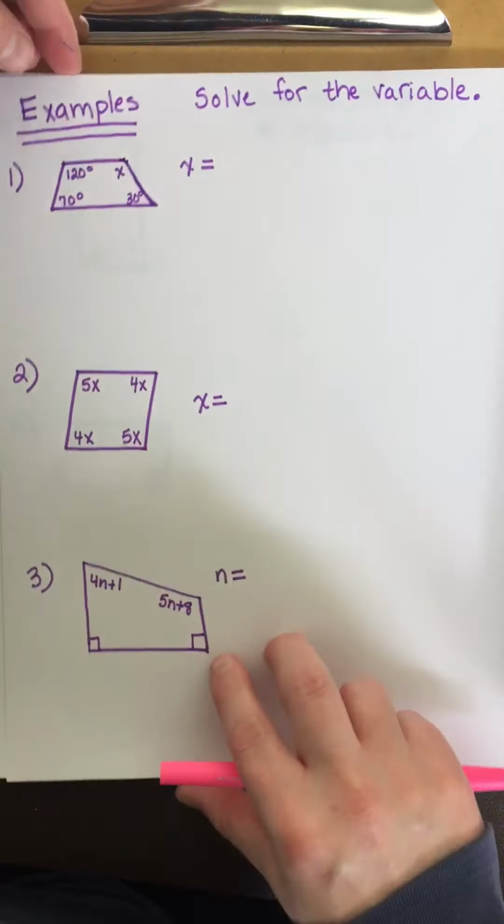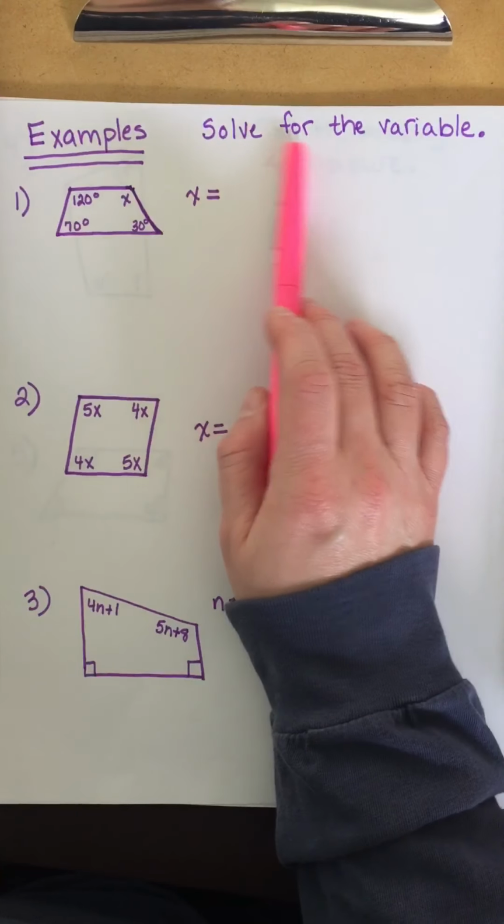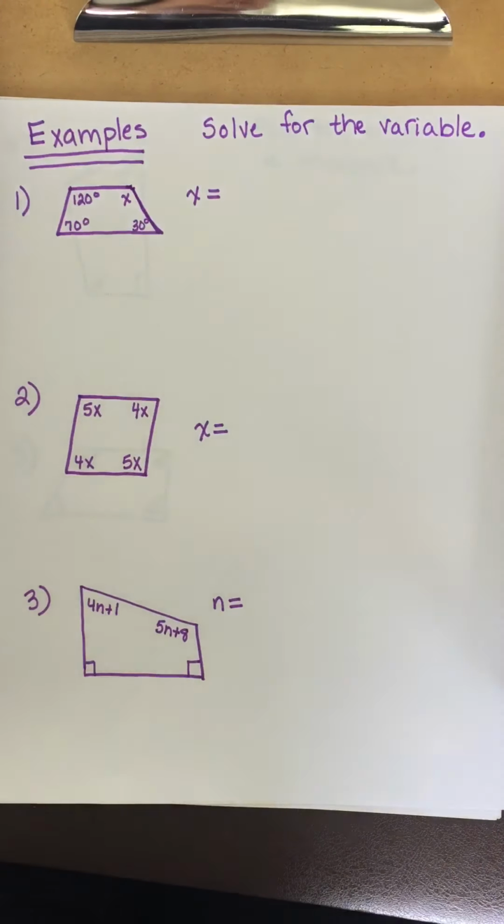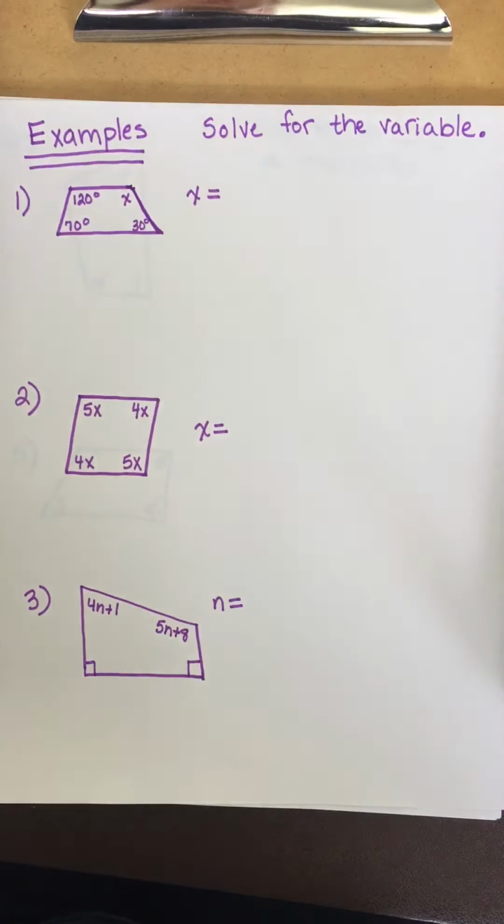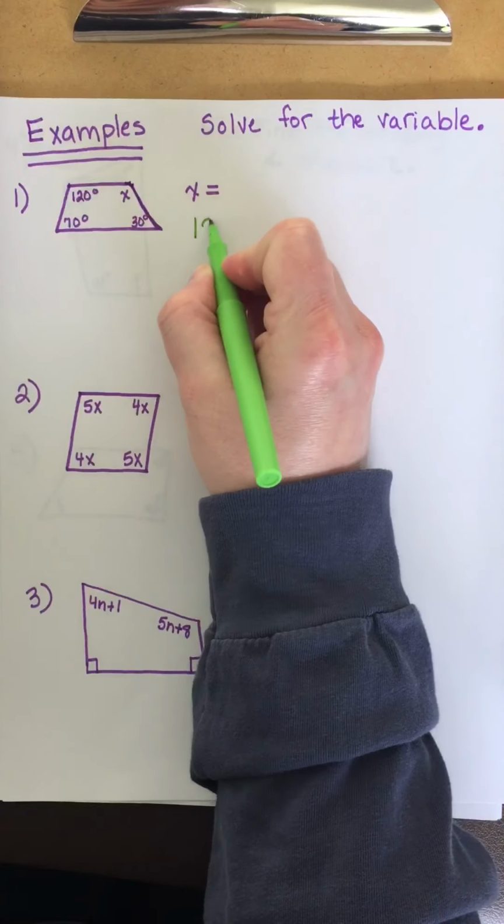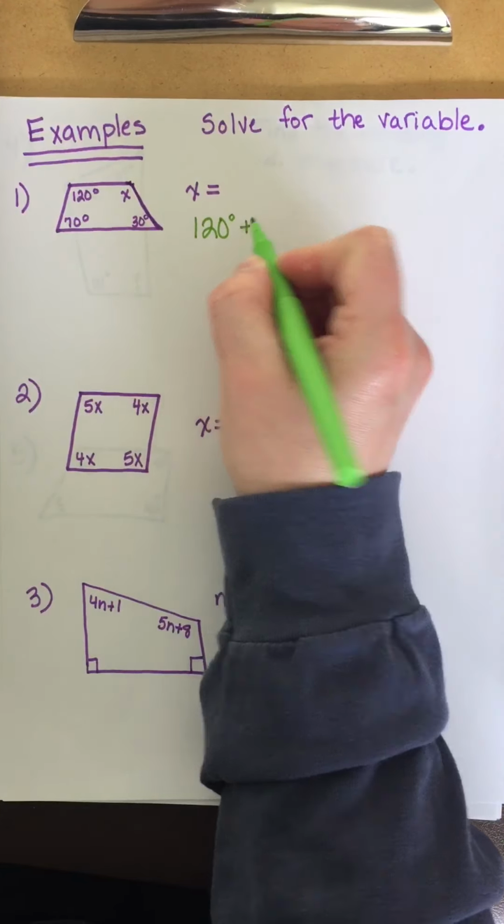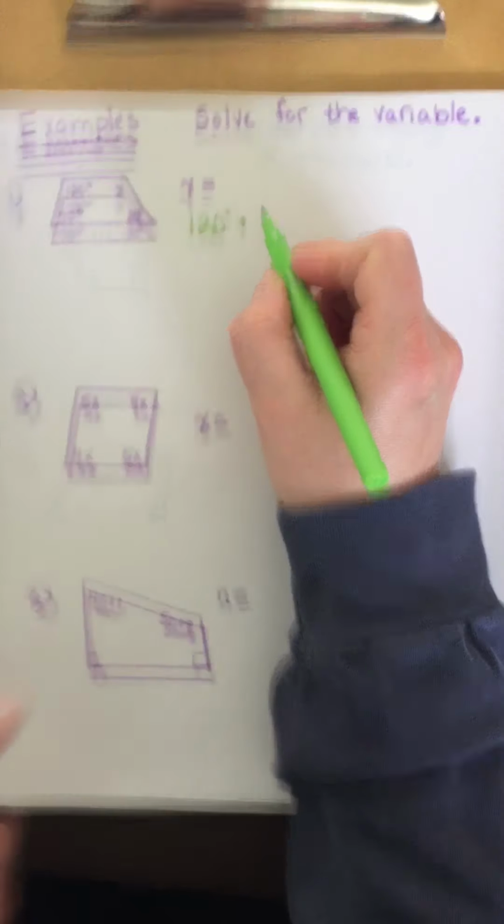Let's look at the first one. We have a quadrilateral, and for these it wants us to solve for the variable. So let's get started. I'm just going to use that theorem and add these up and set them equal to 360. So we have 120 degrees plus 70 degrees plus 30 degrees plus x equals 360 degrees.